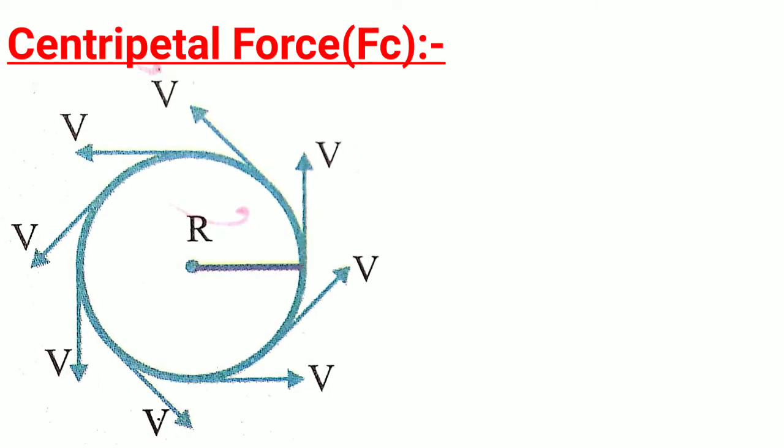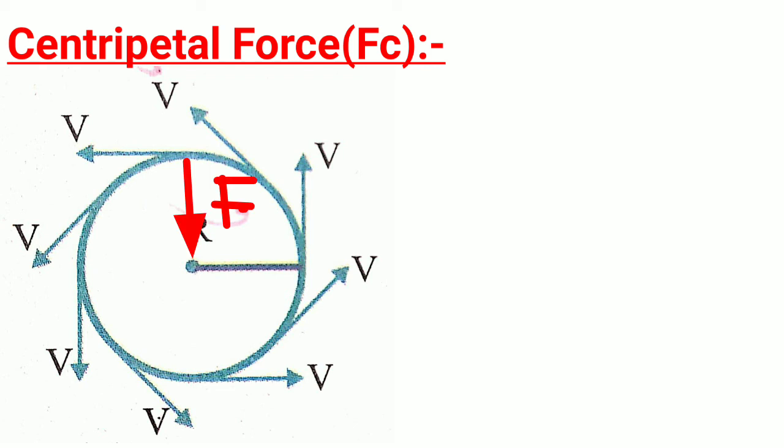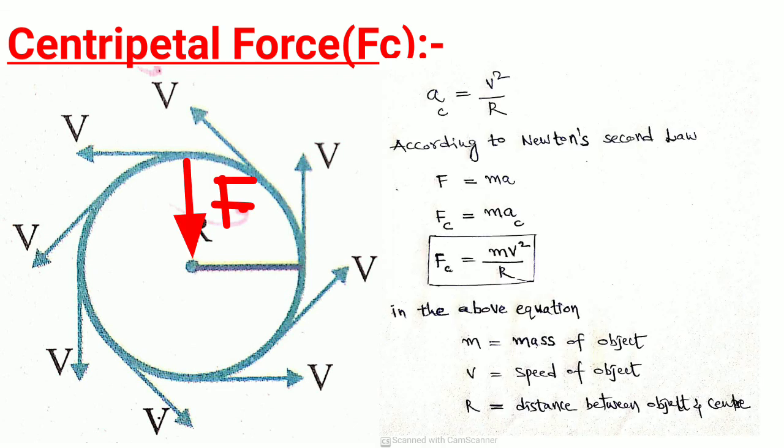Let us calculate centripetal force. We already discussed uniform circular motion is in acceleration. On an accelerated body, some force is acting. Let us calculate that force. We already derived a_c is equal to v square by r. According to Newton's second law, F is equal to ma. So F_c is equal to m a_c. F_c is equal to m v square by r. Here m is equal to mass of the body, v is equal to speed of the object, r is equal to distance between object and center.